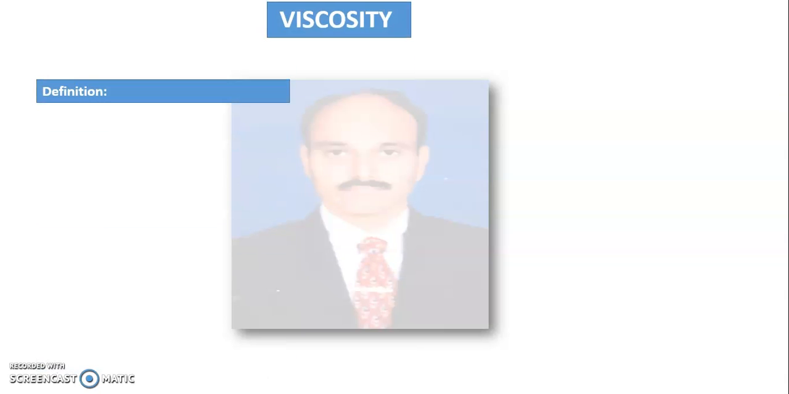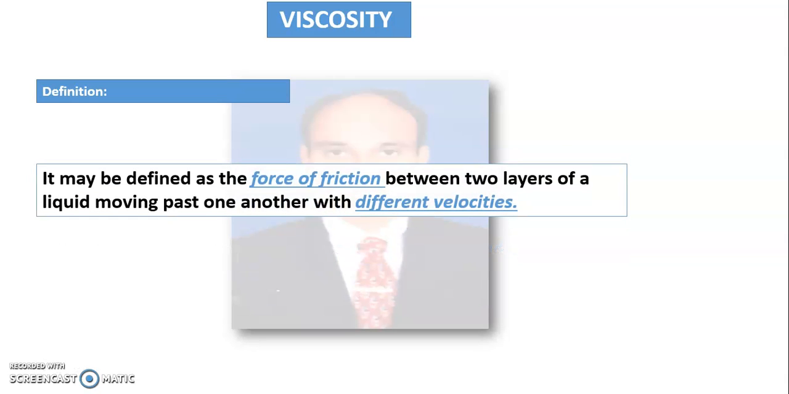What is this viscosity? Definition: it may be defined as the force of friction between two layers of a liquid moving past one another with different velocities. I will repeat this definition. It may be defined as the force of friction between two layers of a liquid moving past one another with different velocities. The two important terms here are the force of friction and the different velocities.